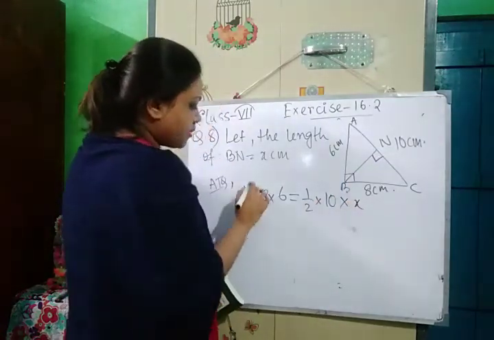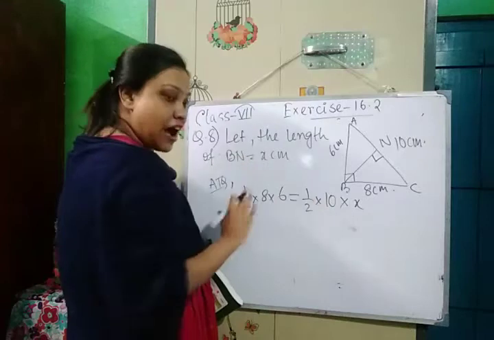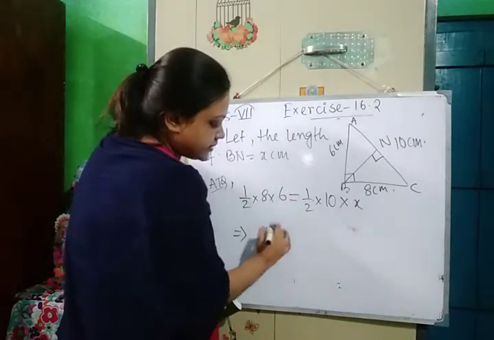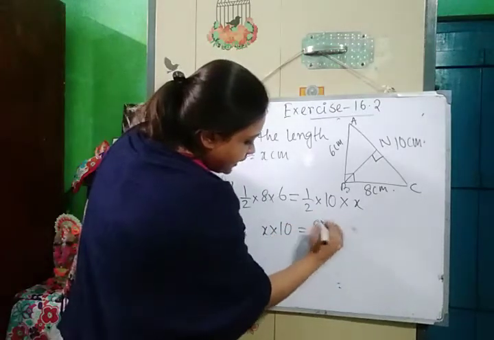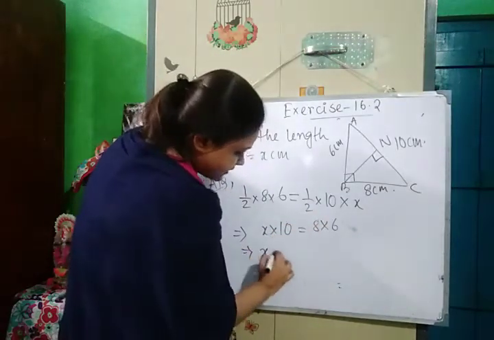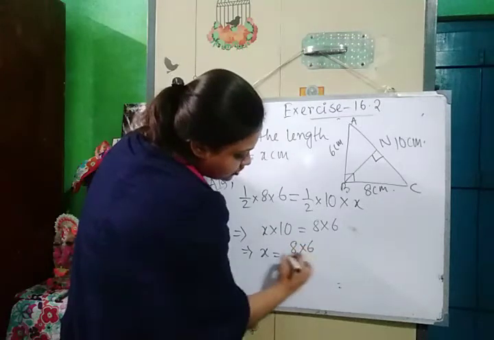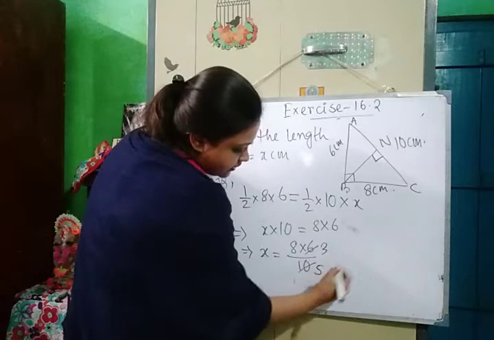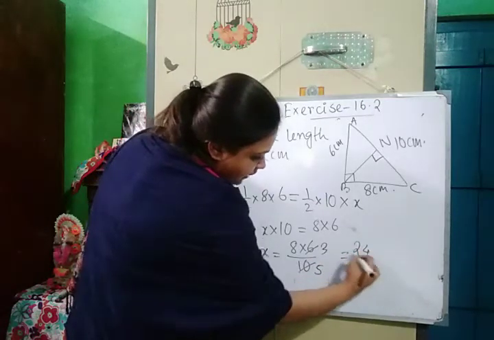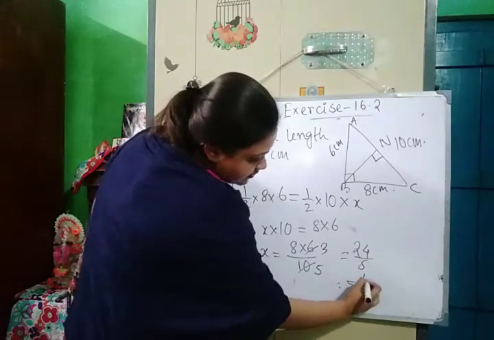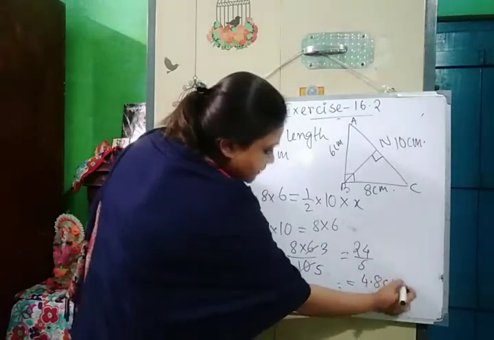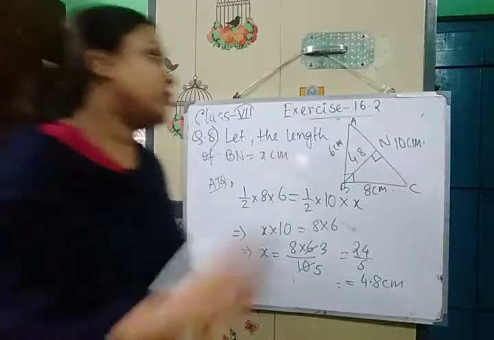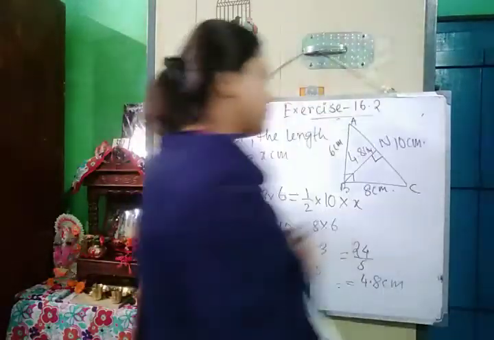So now from both sides we will cancel half. So we will have x into 10 equals to 8 into 6. So x equals to 8 into 6 divided by 10. 2 3s are 6, 2 5s are 10. So it's 24 by 5. That means 4.8 centimeter is the corresponding height to AC. 4.8 centimeter is the length of the perpendicular on AC.